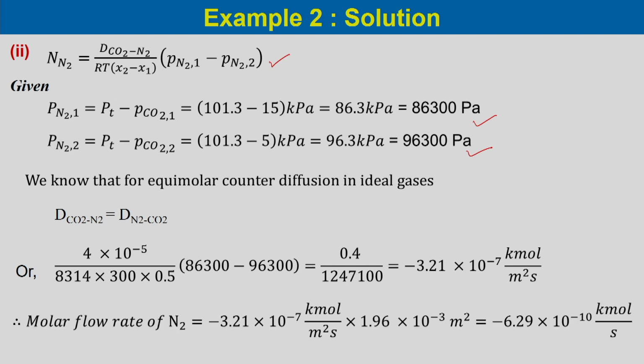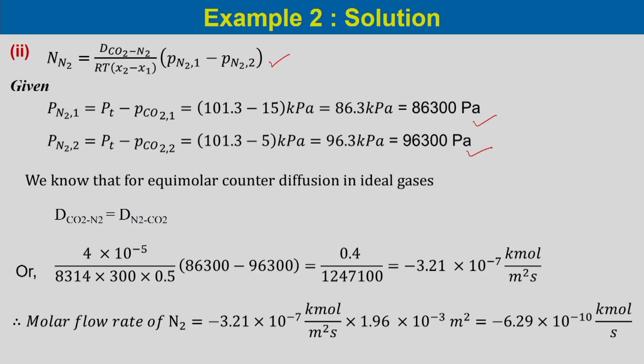So, the molar flow rate we can calculate in a similar way: minus 3.21 into 10 to the power minus 7 kilomole per meter square second into 1.96 into 10 to the power minus 3 meter square, which would be equal to minus 6.29 into 10 to the power minus 10 kilomole per second. So, this proves that with the mutual diffusivities, the fluxes for both the components in equimolar counter diffusion are the same in magnitude.